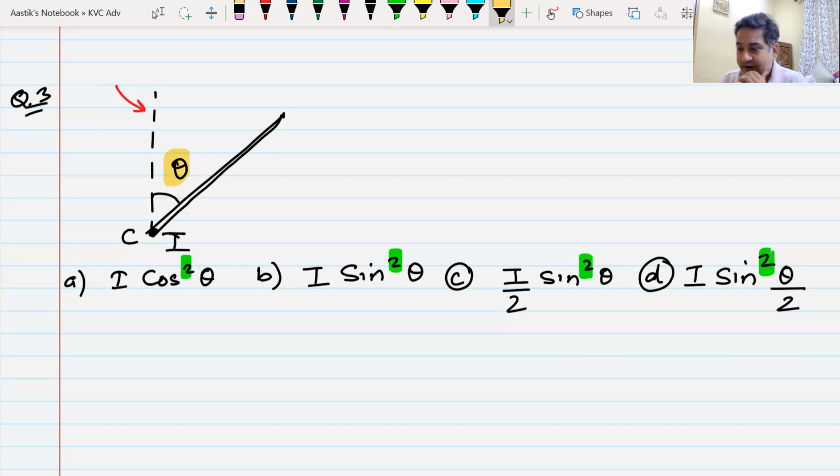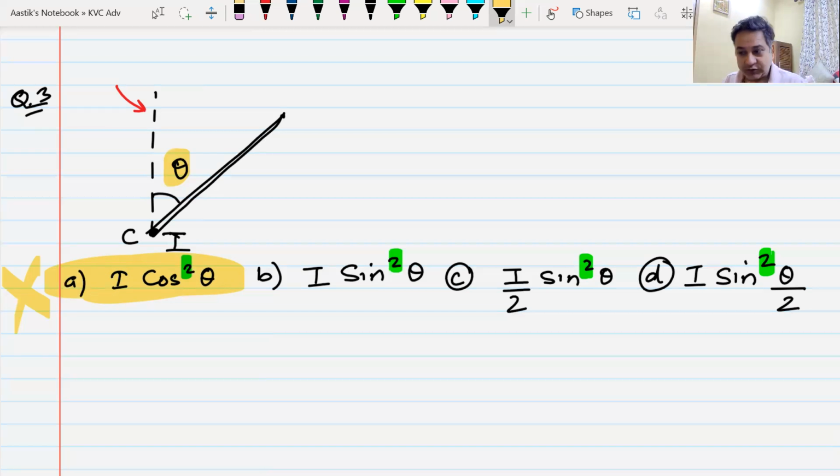You don't know what will happen at angle theta, but you definitely know what will happen when theta is 0. Yes or no? So when angle theta is 0, what is the moment of inertia? 0. One option does not fall in this category, right? So this option goes away. Yes or no? Yes, sir. Now, if I put angle theta as 0 in the 3 other options, they are still alive. Yes or no? Yes, sir.